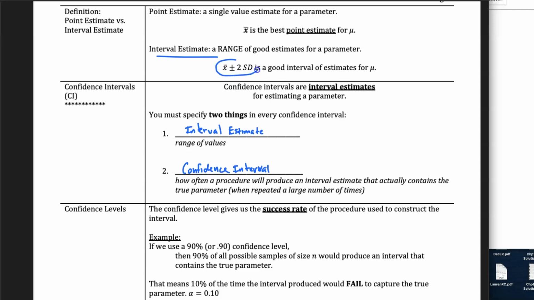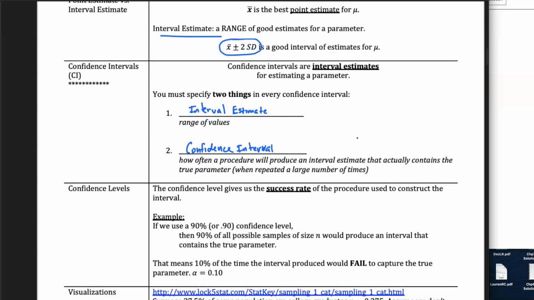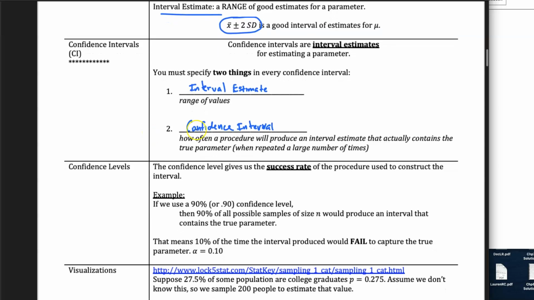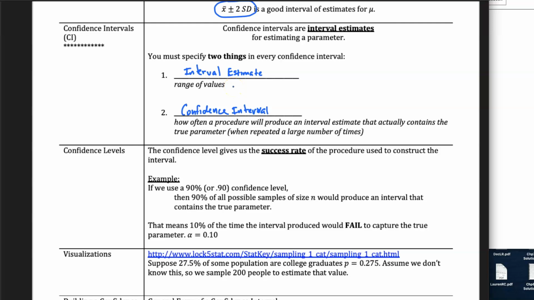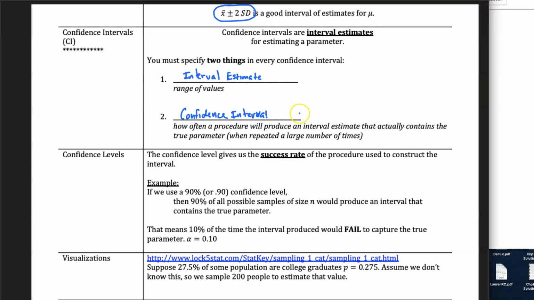So we've been doing confidence intervals already in a general way, right, by looking at 2 standard deviations, but we'll look at something a little bit different here, more exact and more specific. To create a confidence interval, we're going to have a formula to do that. But before that, we need to specify 2 things, right? We need to know what the interval estimate is, which is the range of values, and at what confidence level.